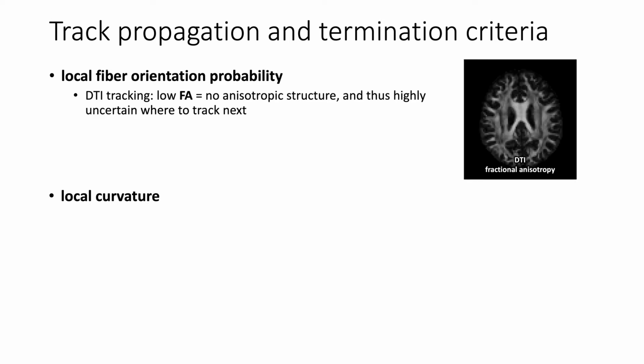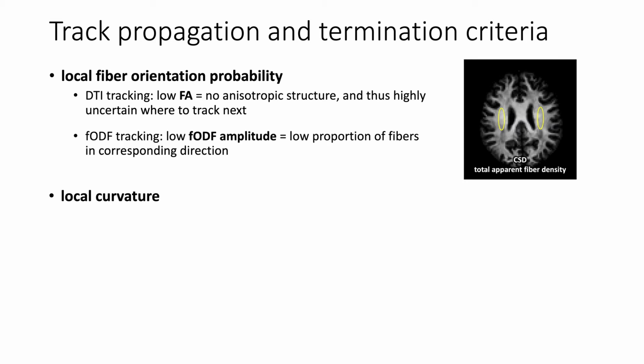A final aspect of streamline tracking is deciding when to stop. Two criteria are commonly used: local fiber orientation probability and local curvature. In the case of DTI tracking, it is common to stop a streamline when the fractional anisotropy falls below a certain threshold, as regions of low FA tend to be associated with high uncertainty in the principal diffusion direction, and therefore a large potential error for the next step. For higher order tracking, the obvious stopping criterion is the local fiber density along the current tracking orientation, allowing tracking even through regions of complex fiber architecture.